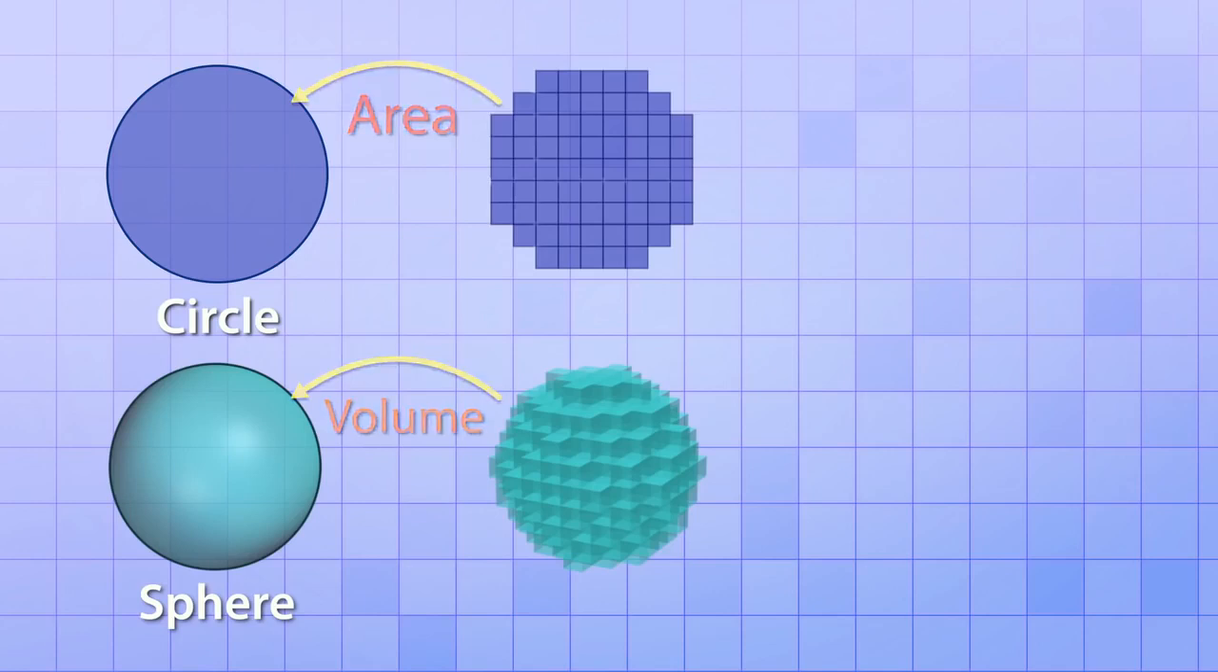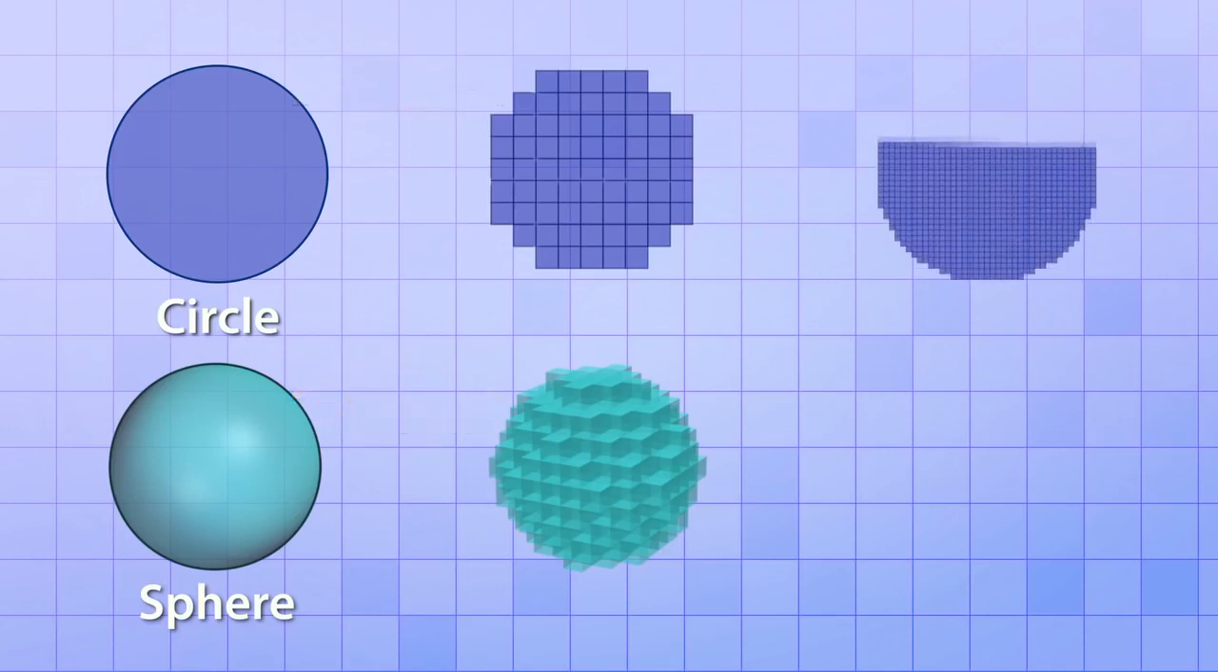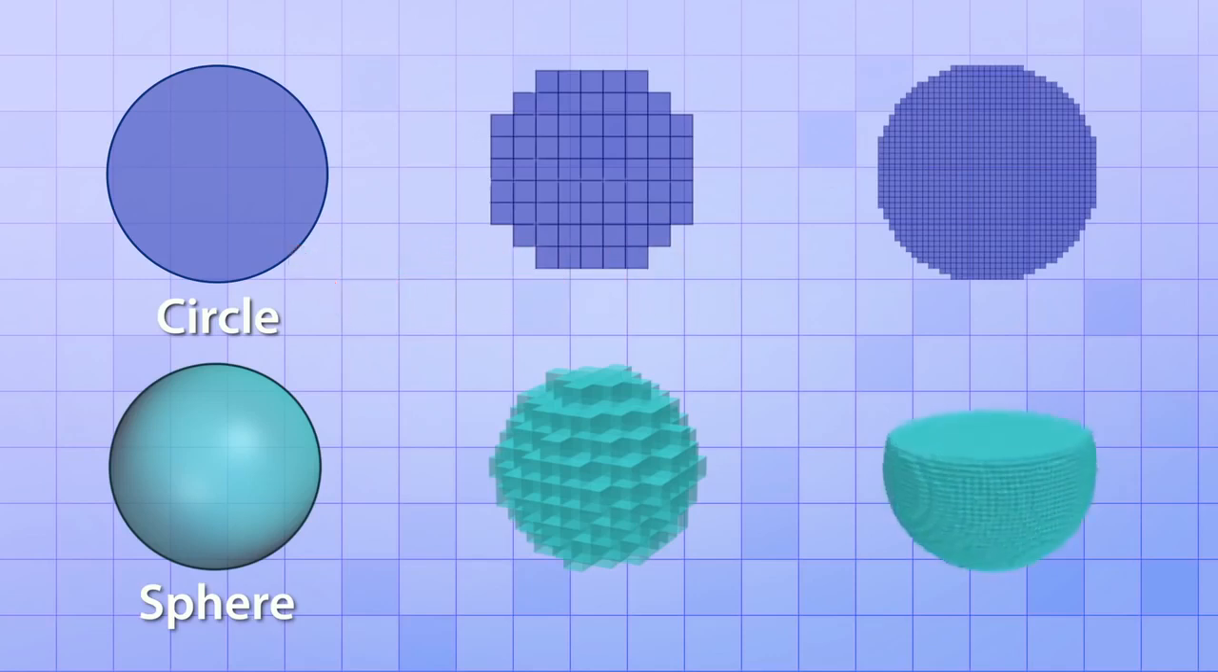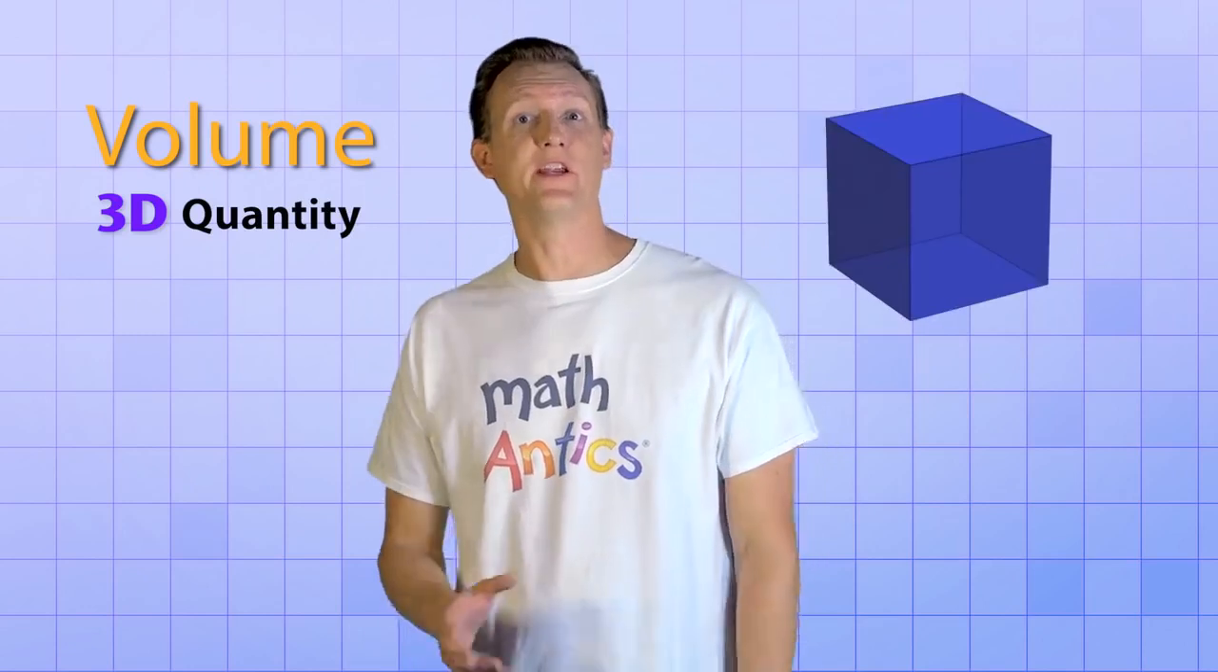And here's the really cool part. The smaller the squares you use, the closer their combined area will match the area of the circle. And the smaller the cubes you use, the closer their combined volume will match the volume of the sphere. Okay, so volume is a 3D quantity for measuring 3D objects.